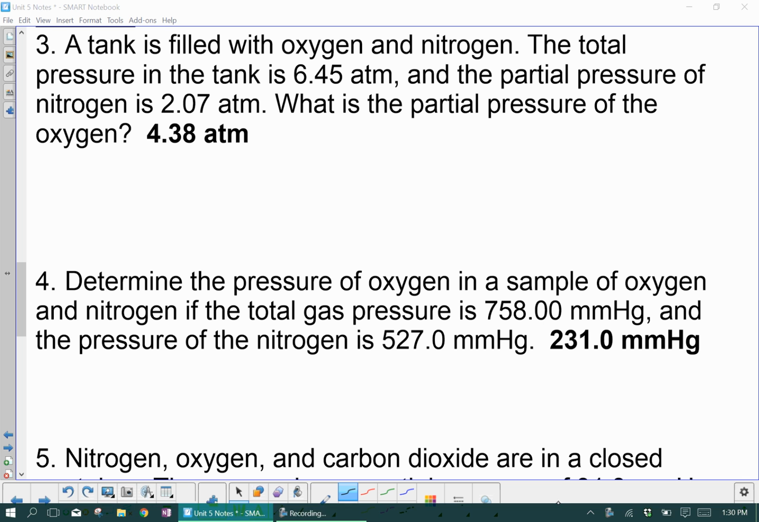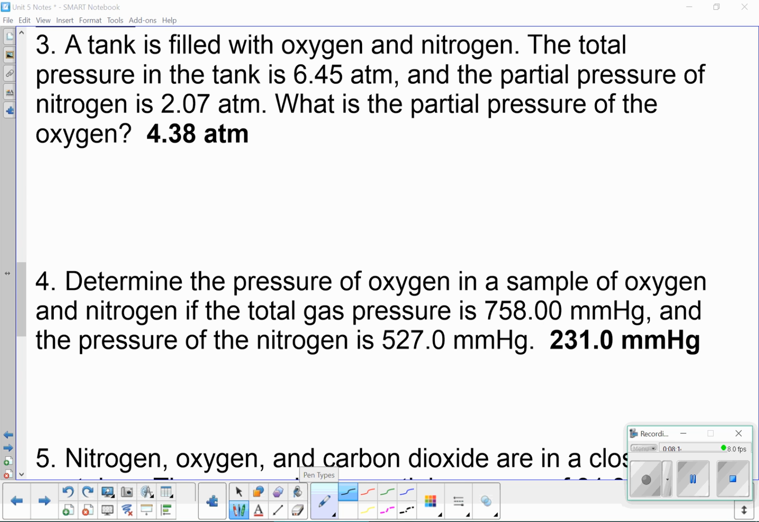What I want you to work on now is see if you can work on this same Dalton's Law idea all on page 10.